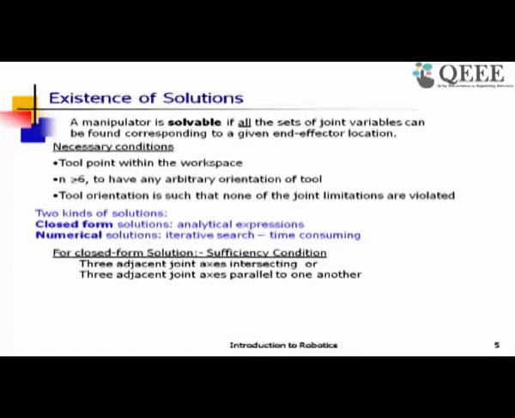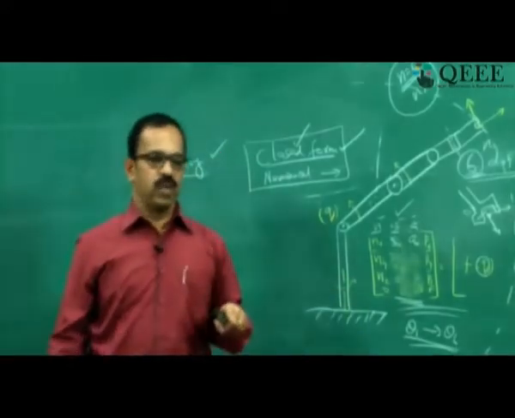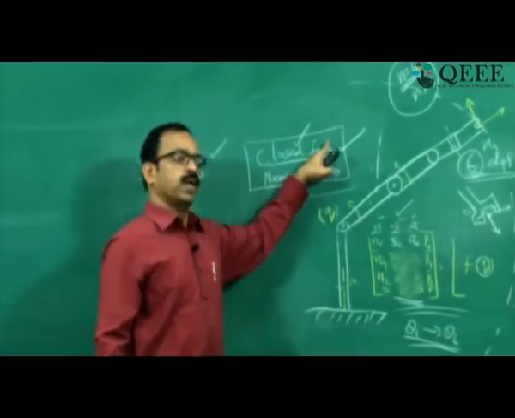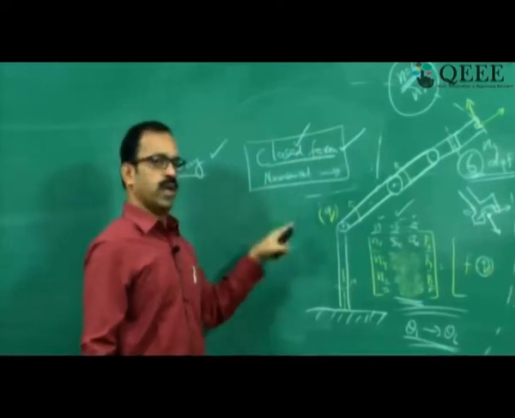And in order to have a closed form solution for a manipulator, there is a sufficiency condition. By looking at the manipulator configuration, we will be able to tell whether you can really find a closed form solution or not. And in some cases you won't be able to get a closed form solution, then you have to go only for a numerical solution.